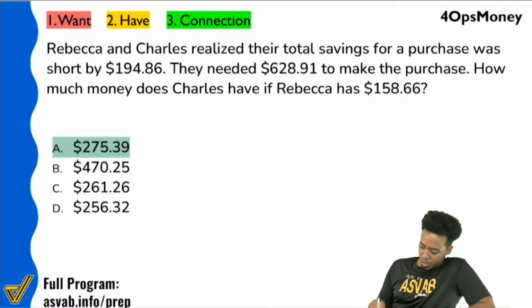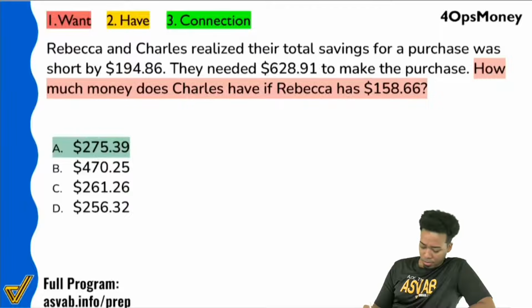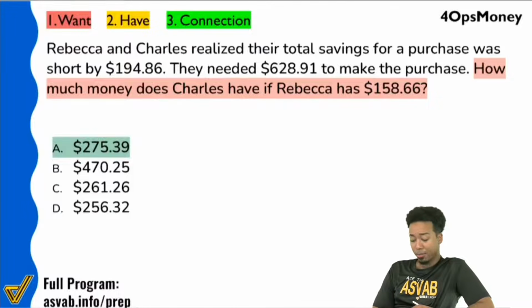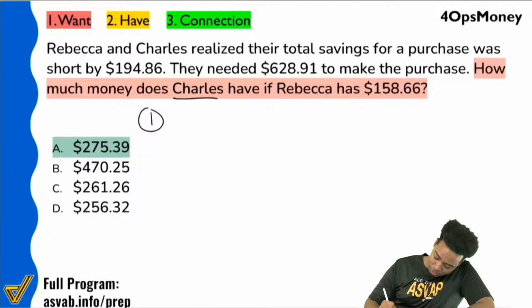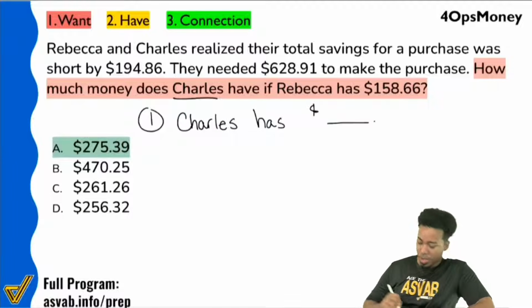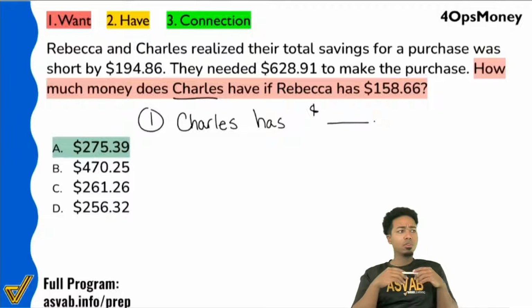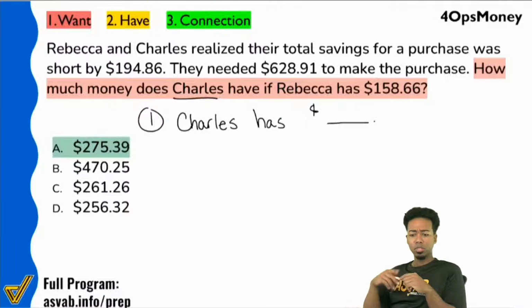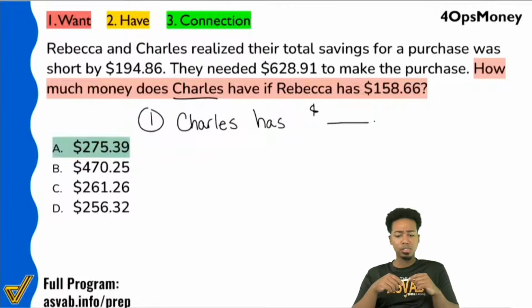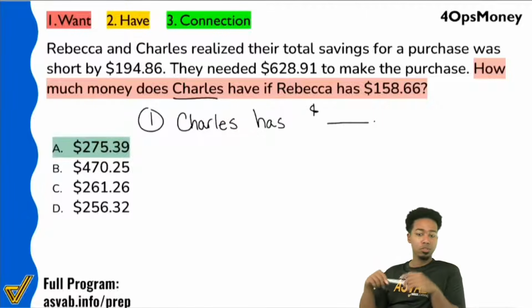Number 1 here. First things first, read the question. How much money does Charles have if Rebecca has $158.66? Cool. So what I'm saying here is, okay, I'm looking for Charles' money. So I can say Charles has blank dollars. Everyone, is that where you started the problem as well? Did you start the problem out by saying Charles has blank dollars? Or how much money does Charles have? Or Charles equals $ blank.